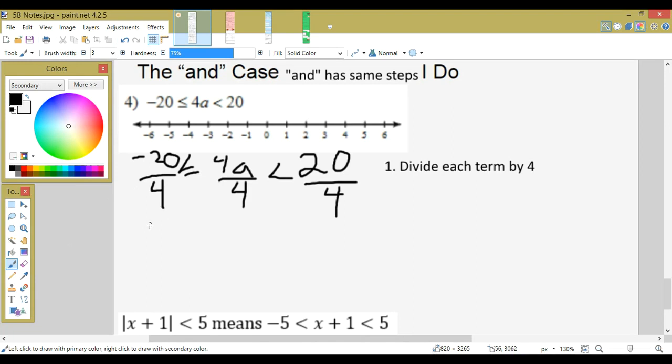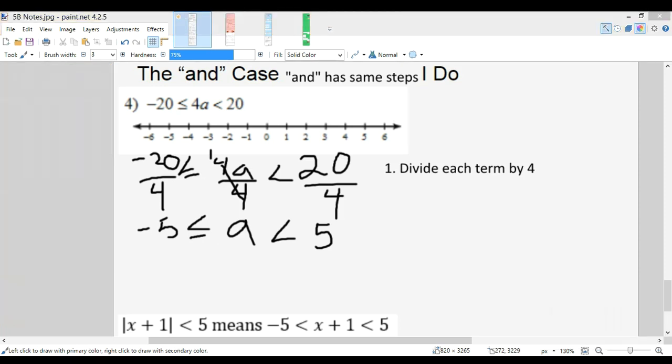Negative 20 divided by 4 is negative 5. 4a divided by 4 is 1a. And 20 divided by 4 is 5. We didn't divide by a negative, so we just carry down the relation symbols. Our solution to the compound inequality is negative 5 is less than or equal to a, which is less than 5.